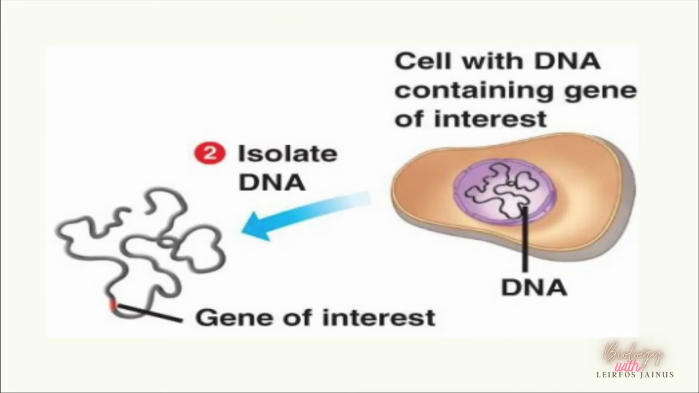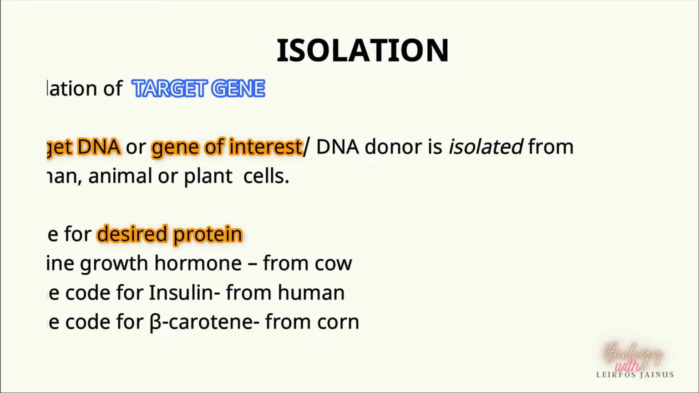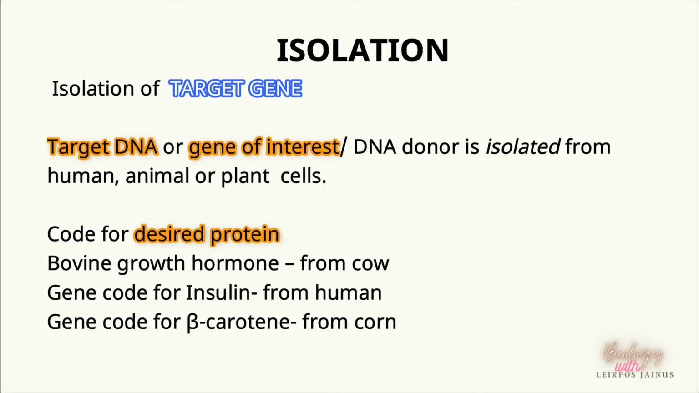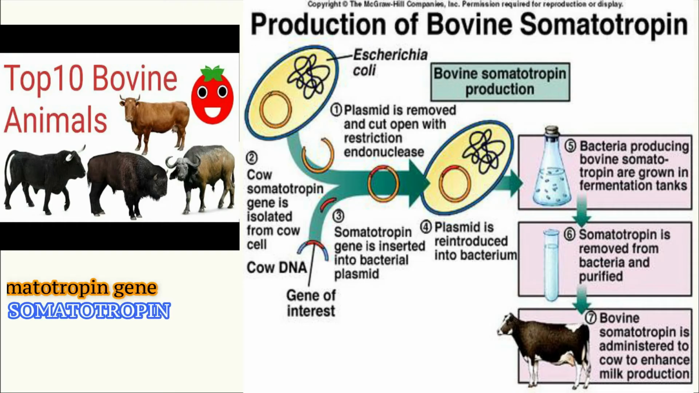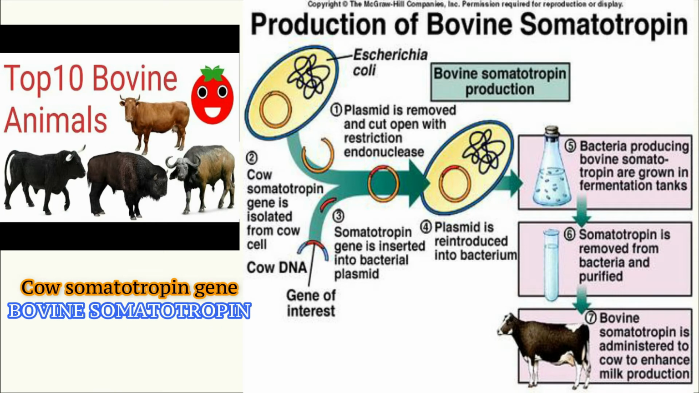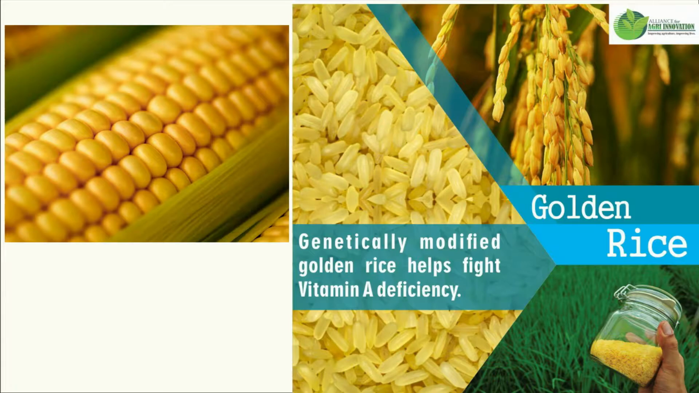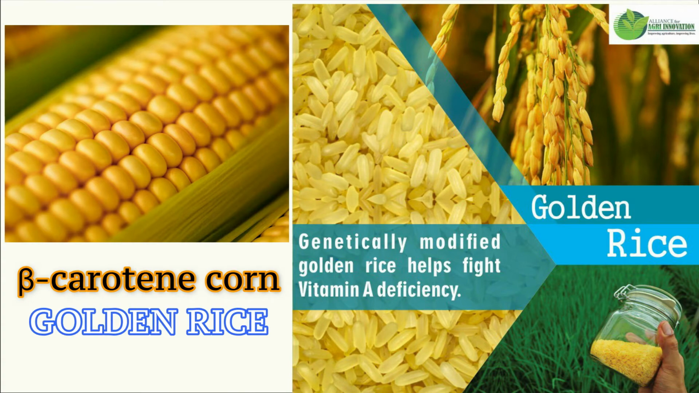Target gene, or also known as gene of interest, that code for desired protein isolated from human, animal, or plant cell. Example of target gene such as gene that code for insulin from human, gene that code for bovine somatotropin from cow, and also gene that code for beta-carotene from corn.